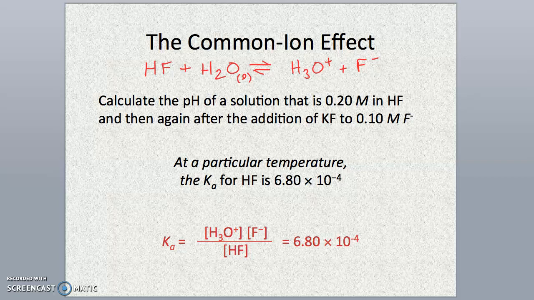Another point to mention is that the Ka is provided for HF, and the value is different from the value in your chart. The reason for this is that the chart has Ka values at 25 degrees Celsius, so this experiment is at a different temperature. The point is, if a K value is provided in a question, use it. If no K value is provided, then use the value from the chart.